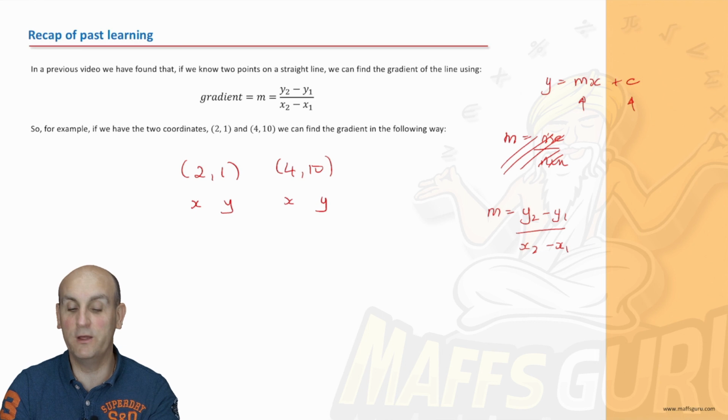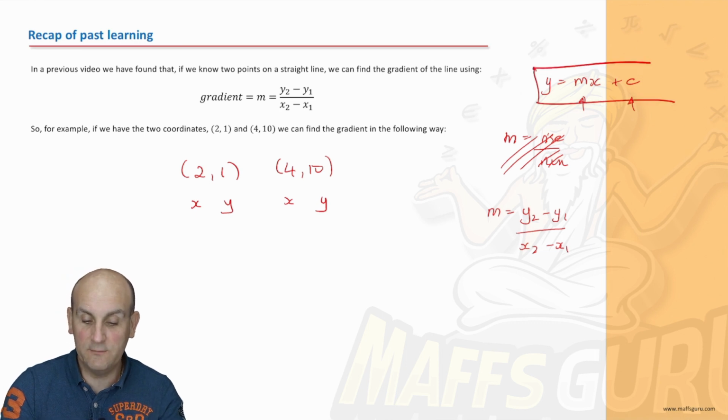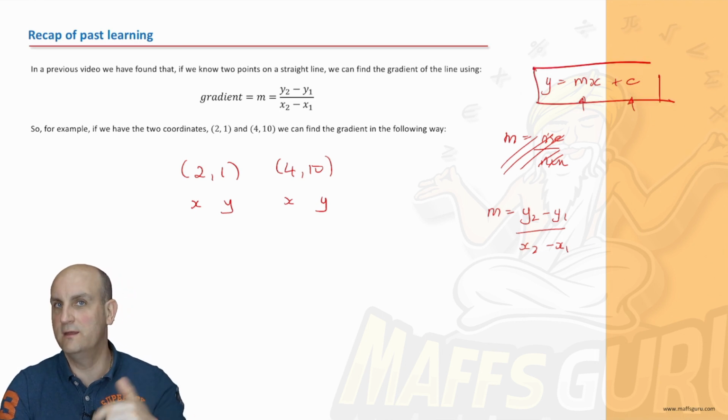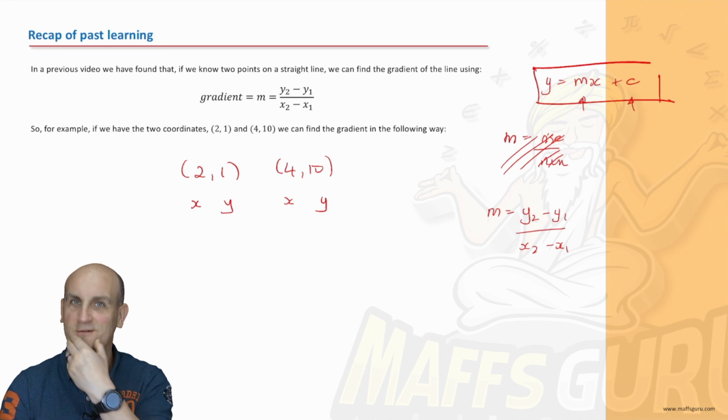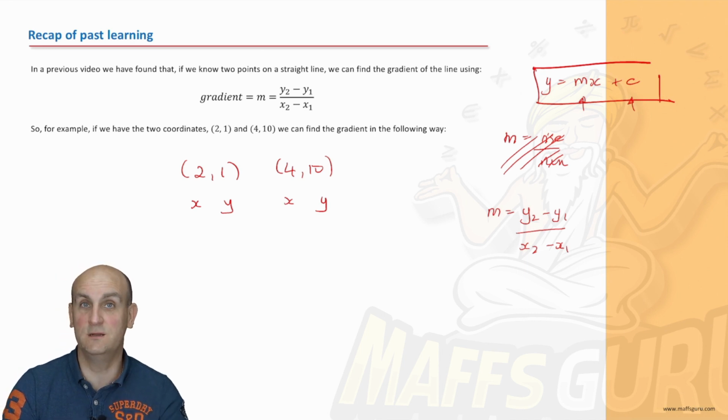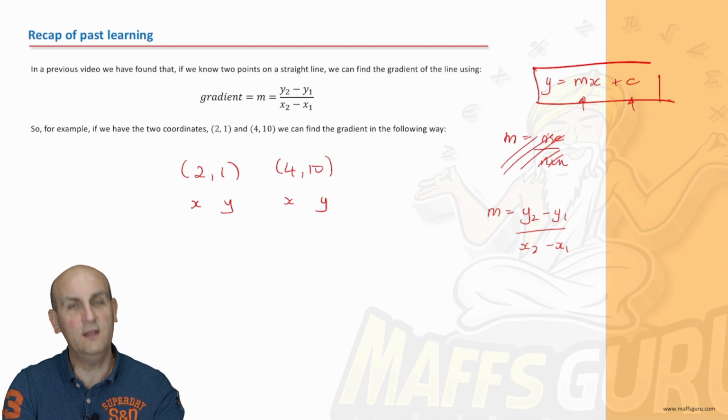Now, a bit of a spoiler alert here. What do you notice is in my equation here? An x and a y. Oh, hold on a moment. We're going to use one of these coordinates in a moment to help us find my c value. Now you're going to go, what? What's he talking about? Again, it was a spoiler. Let's build up to it.